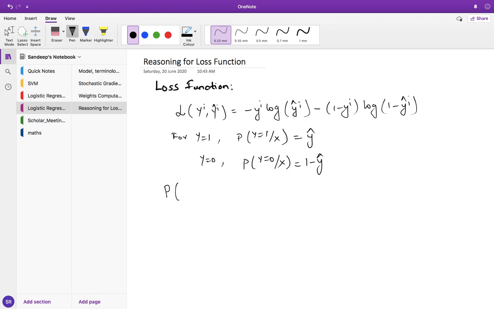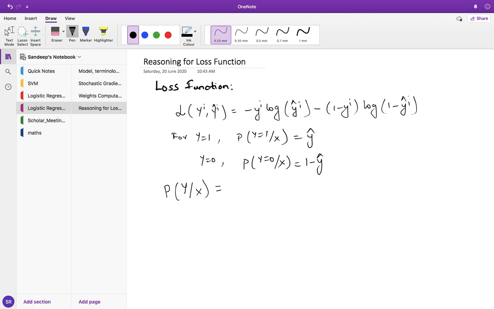So if I want to write it in a general way, probability of y given x can be written as... so we have to merge these two equations into one equation. So how can we do that? There is one beautiful way to do this, so let us discuss that first.